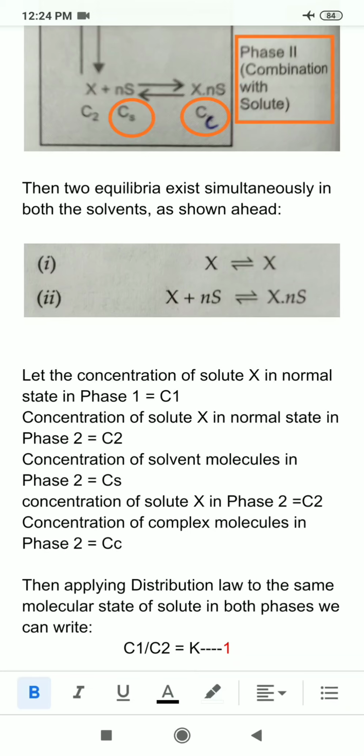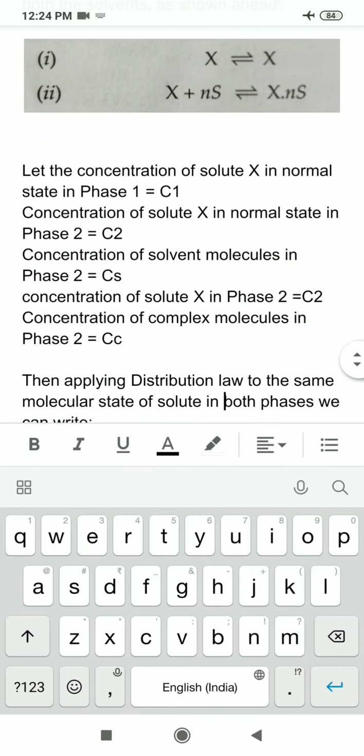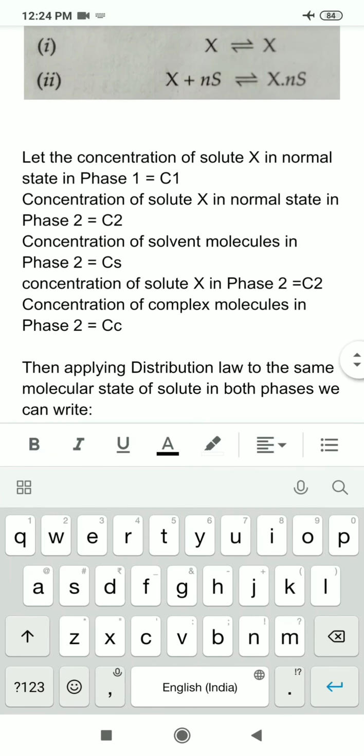Now the concentration of complex molecules in phase 2 is equal to Cc. Here this line is by mistake, so I am deleting it. It is repetition of the second.